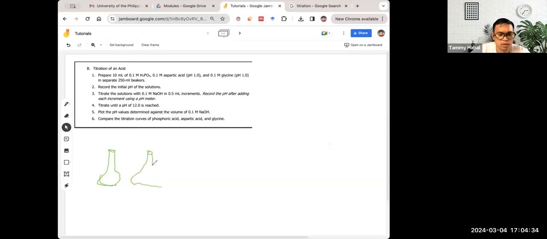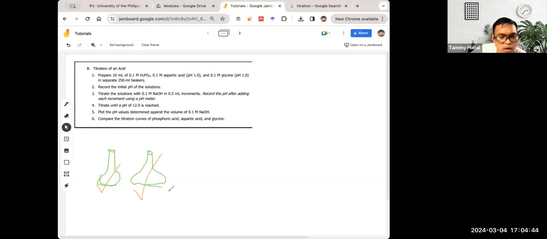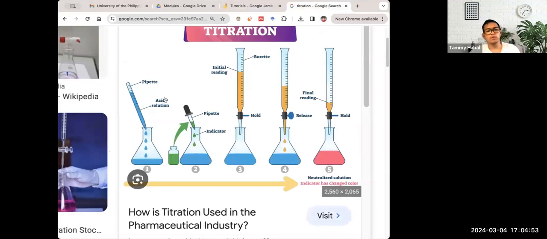Based on the shapes, which is the volumetric, which is the Erlenmeyer? The rounder one is the volumetric one. Correct. This is the volumetric, this is the Erlenmeyer. So the one I showed you a while ago is the Erlenmeyer. You put an acid solution from a pipette. What do you call this acid solution?